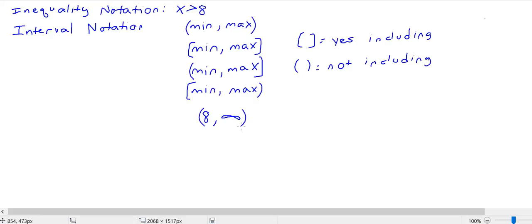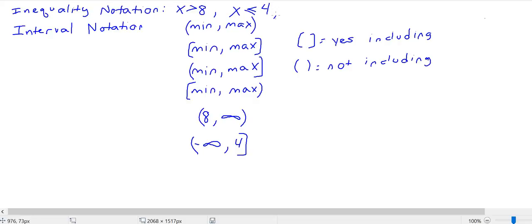Let's look at another example. Let's say we have in inequality notation, x is less than or equal to 4. So what's our minimum value? We don't have one. We have everything from negative infinity until 4, and including 4, everything that's less than or equal to 4. So our minimum value is negative infinity. We can never have a bracket around infinity or negative infinity, so we have a parenthesis around the negative infinity. Comma, our maximum is 4. And we are including 4 because x is less than or equal to 4, so we have a bracket around the 4.